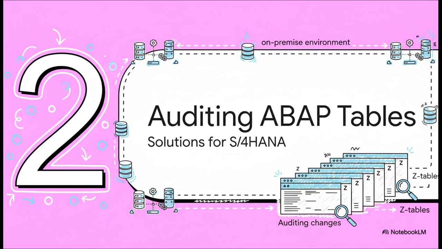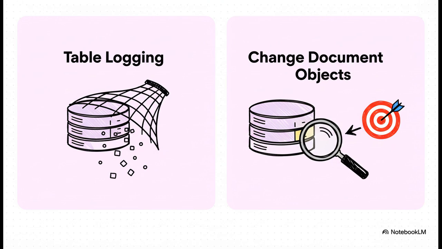Okay, so if the audit journal is off the table, what should we be using? Let's start with the familiar on-premise world and figure out how to properly audit changes to our custom Z tables. For your Z tables, you've got two fantastic options, and they're for different situations. Over on the left, you have table logging. Think of this like a big, wide net. You flip a switch, and boom, it captures every single change to that table. It's super simple, but just be warned, it can create a ton of data.